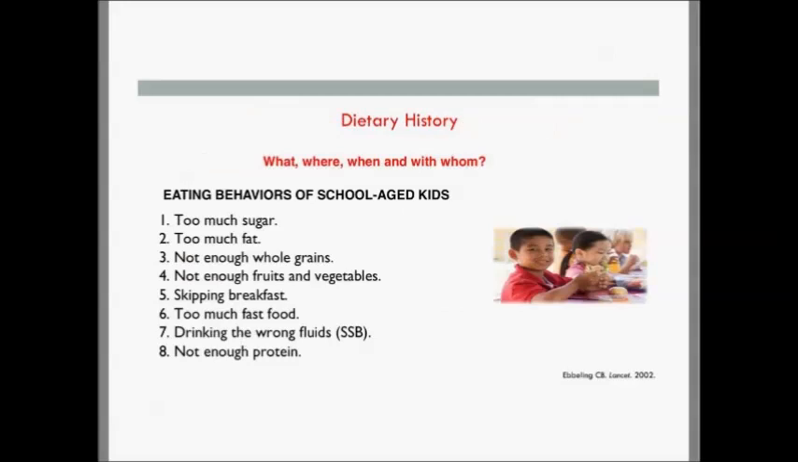Okay, so important. So we did their history, social, physical. The other thing now that we need to do is look at their dietary history. And this is the what, where, when, and with whom. The more you read about what our children are eating, the more amazed I am, even now that I've been doing it for 10 years. And I'll show you some interesting things coming up about what our kids are eating. But we do know in general, too much sugar, too much fat, not enough whole grains, not enough fruits and vegetables. Many of our children skip breakfast. That is a huge problem. Too much fast food, drinking the wrong fluids like sugar-sweetened beverages, and certainly not enough protein.